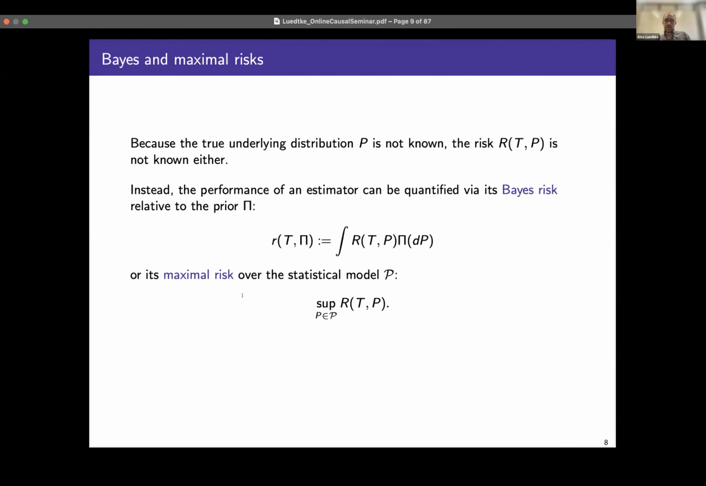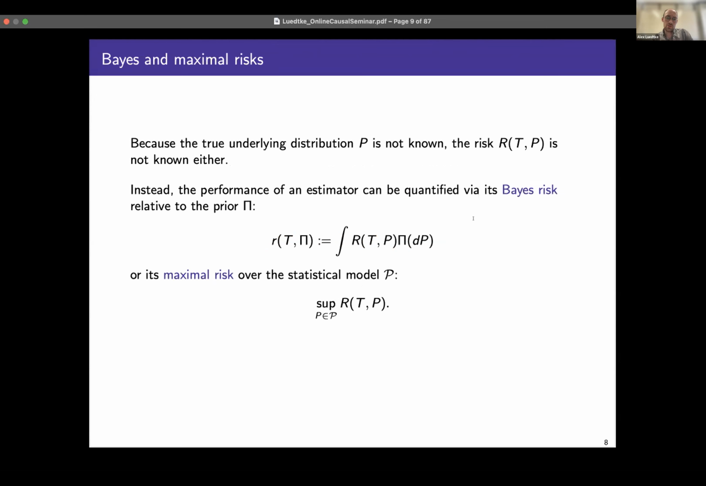Okay, now, of course, in practice, we don't know what the true underlying distribution is. Otherwise, we wouldn't be doing any statistics or any estimation. So we also don't know what the risk function is. So instead, there are a couple of common choices that people think about, both in practice and in the literature for statistical decision theory more generally.